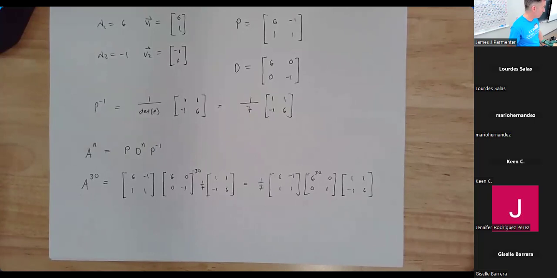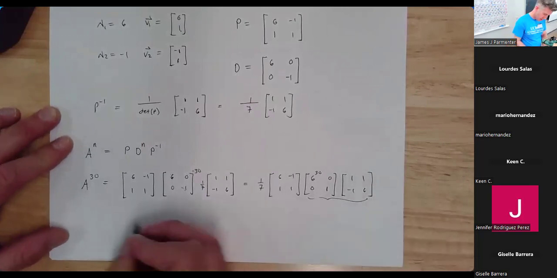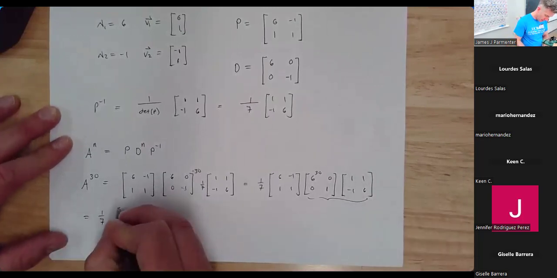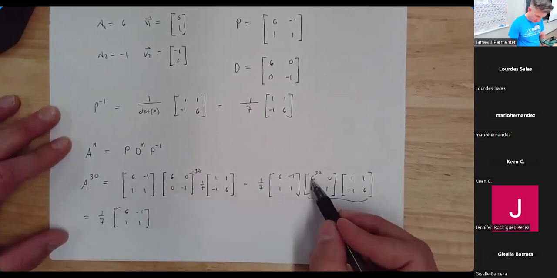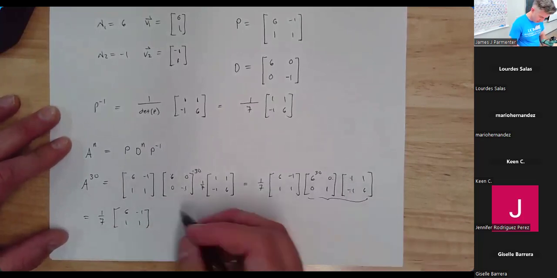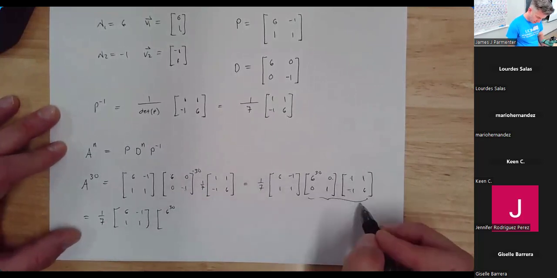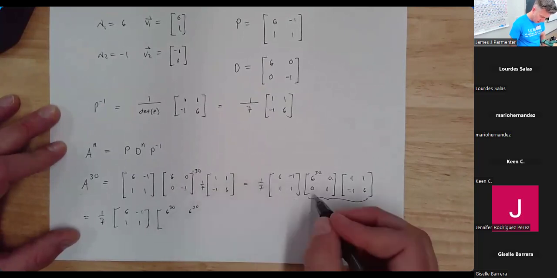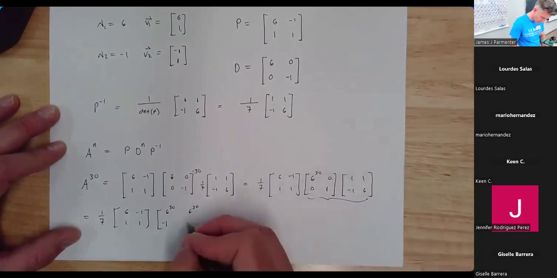And I would probably leave it there. If we were actually asked to multiply it out, things get kind of gross. But here's what would happen. If you had to multiply it out, I would probably multiply these two together first and get 1/7 times 6, negative 1, 1, 1. And then you have 6 to the 30th times 1 plus 0 times negative 1. That's going to be a 6 to the 30th. You have this with that, which is also a 6 to the 30th. You have this with that, which is a negative 1. You have this with that, which is a positive 6.